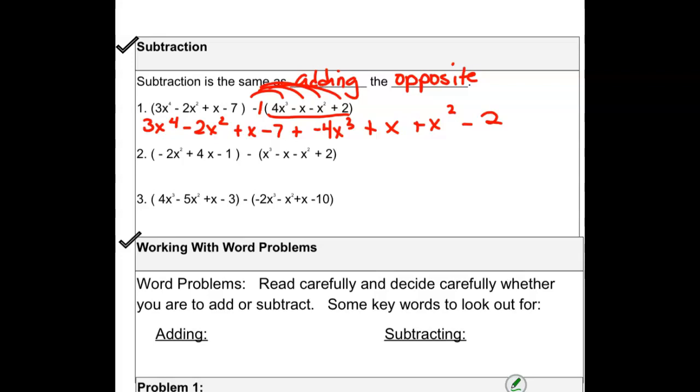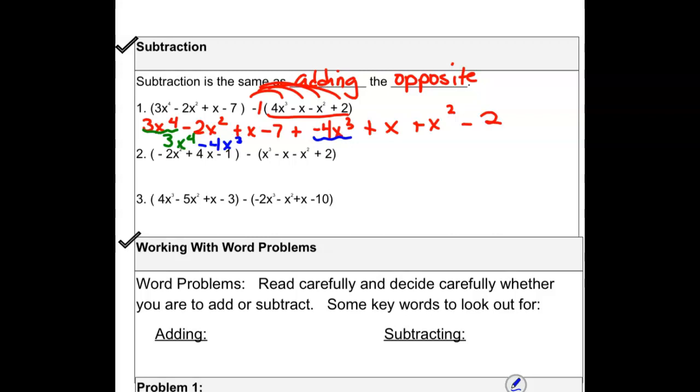Our highest power was this 4, x to the 4th. Do we have any other x to the 4th that we can combine with it? Okay, so then it's going to still be 3x to the 4th. Looking at our cubes, I see a cube right here. Any other cubes? Okay, so we'll still have a -4x cubed.